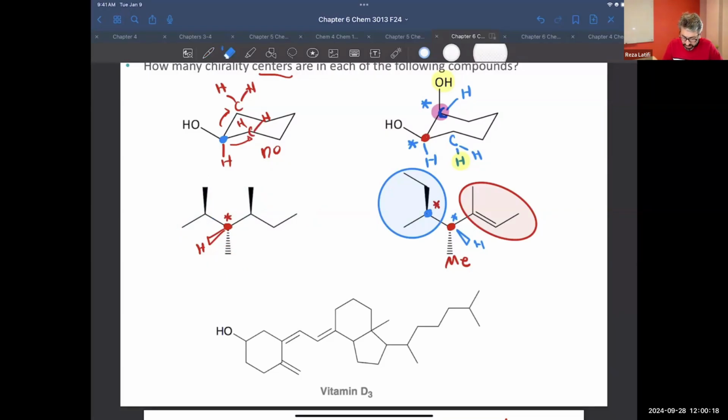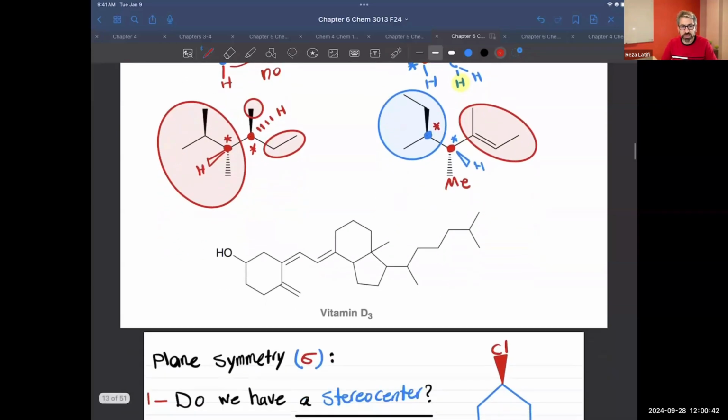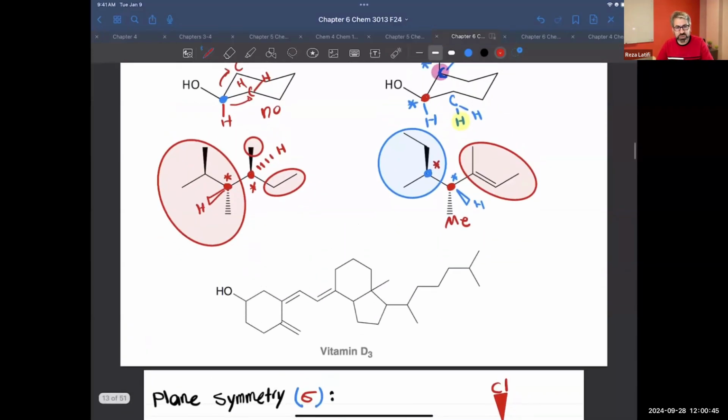Next, how about this carbon? That carbon is going to have ethyl, methyl, and the entire of this substituent attached to it, and also hydrogen. You have hydrogen attached there, at the back of the molecule. So that one also is a stereocenter. Now try to answer this question and see whether we have stereocenters, and if we have, how many of them. Great job. The answer is 5.